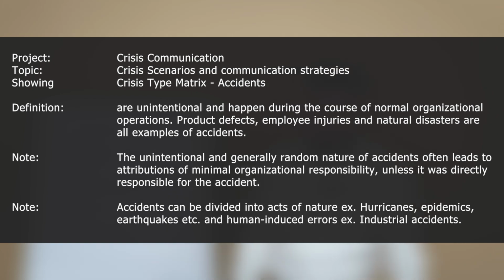Accidents are unintentional and happen during the course of normal organizational operations. For example, product defects, employee injuries, and natural disasters are all examples of accidents. The unintentional and generally random nature of accidents often leads to attributions of minimal organizational responsibility, unless the organization was directly responsible for the actions. Therefore, accidents can be divided into acts of nature, for example, hurricanes, epidemics, earthquakes, and human-induced errors, such as industrial accidents.